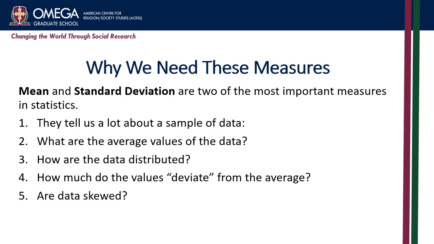You might be asking, why do we need these measures? Well, mean and standard deviation are two of the most important measures in statistics. They tell us a lot about a sample of data. They answer questions like, what are the average values of the data? What's the mean? How are the data distributed? How much do the values deviate from that average? That's the standard deviation. And also, are the data skewed in one particular direction or another?